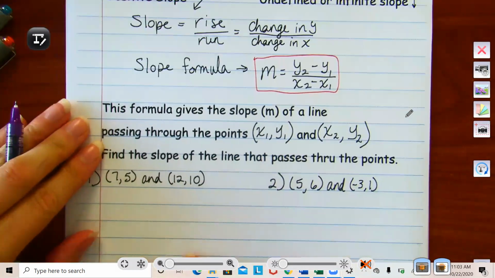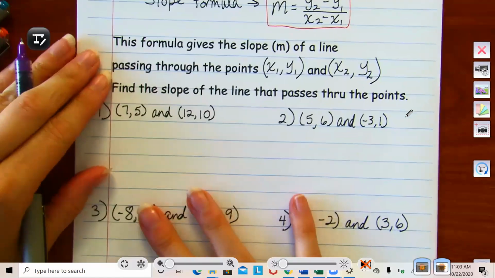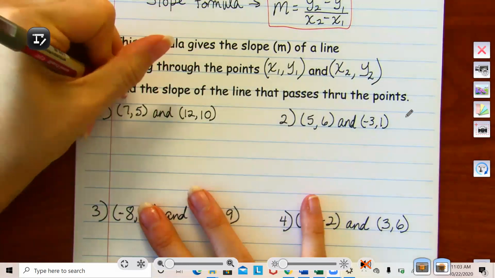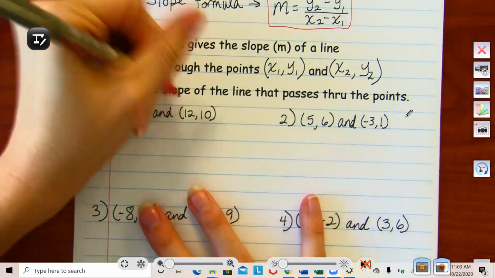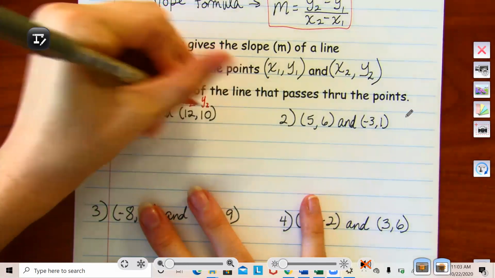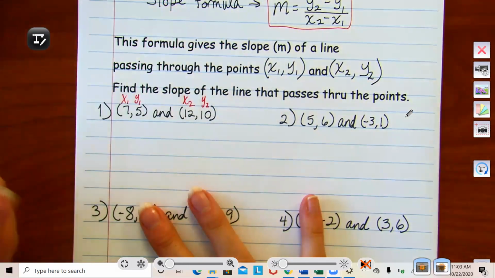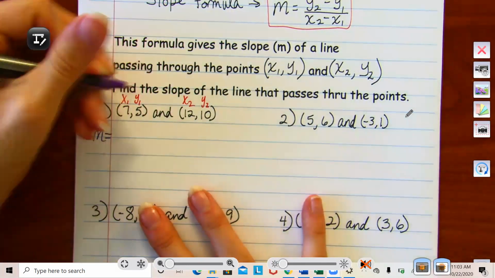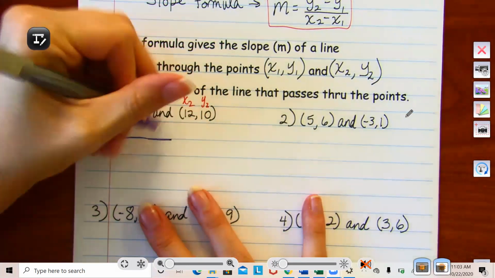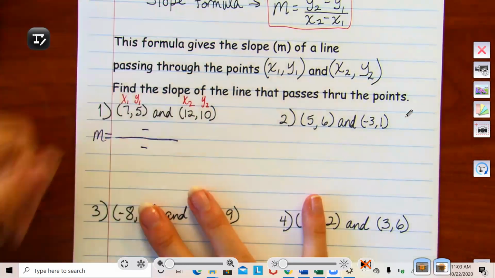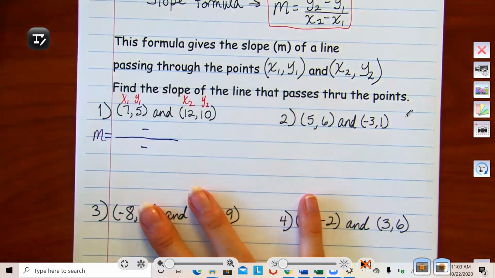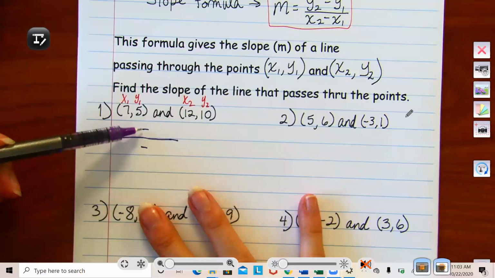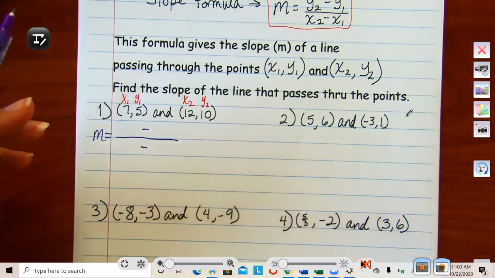So let's find the slope of a line that passes through these 2 points. First, I'll just label x1, y1, x2, y2. And then I like to write down what I call the bones of my formula, which is everything other than the numbers that I have to fill in. So we have those 2 subtractions from the formula. And sometimes your numbers might be negative.